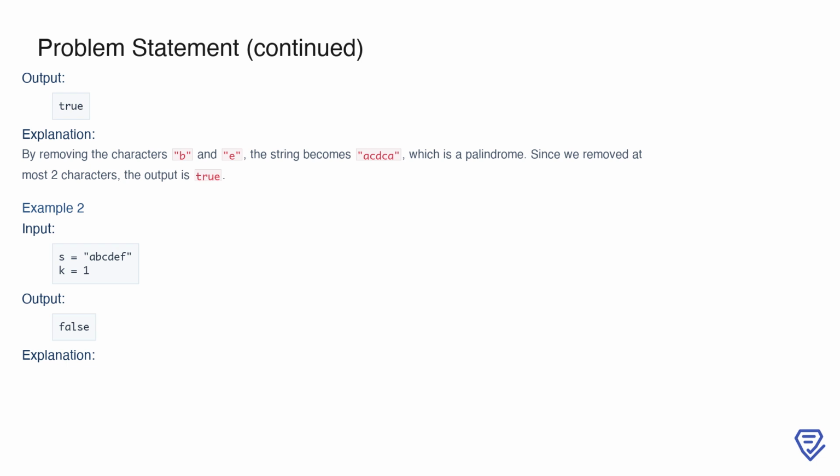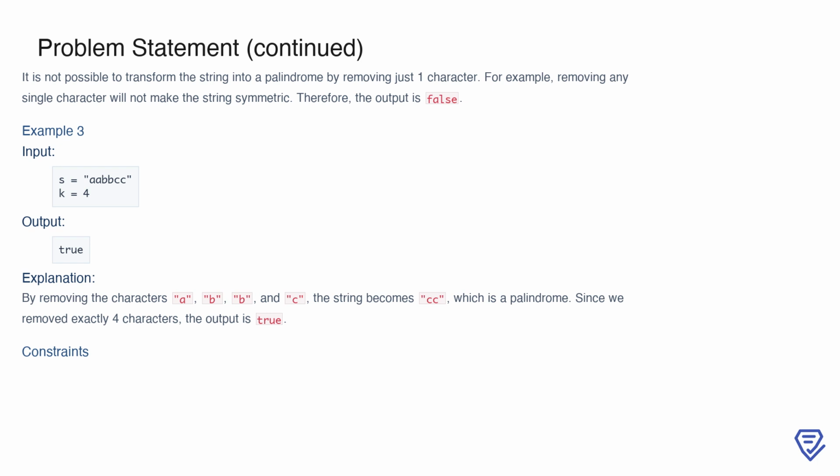On the other hand, let's consider another example where s is abcdef and k is 1. In this case, the output is false. The reason is that it is not possible to transform the string abcdef into a palindrome by removing just one character. Any single character removed from this string will still leave us with a sequence that is not symmetric. For instance, removing a would result in bcdef, which is clearly not a palindrome. Therefore, we can conclude that the transformation is not feasible, and the output is false.